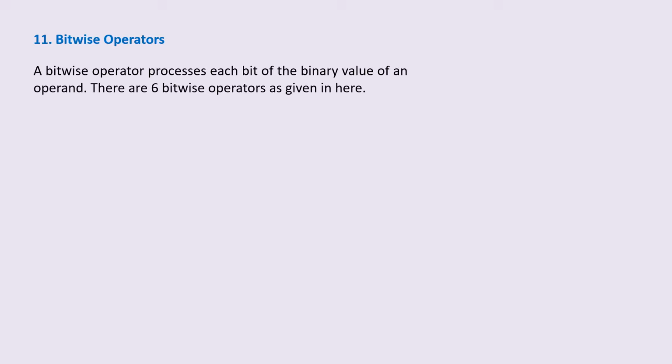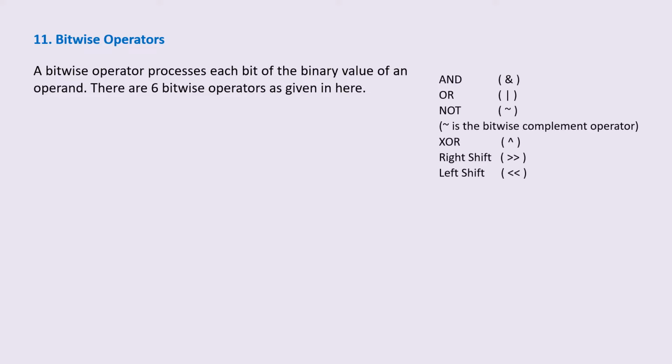A bitwise operator processes each bit of the binary value of an operand. There are 6 bitwise operators as given in here. The AND operator, represented by a single ampersand. The OR operator, represented by a single vertical line, or the pipe symbol.